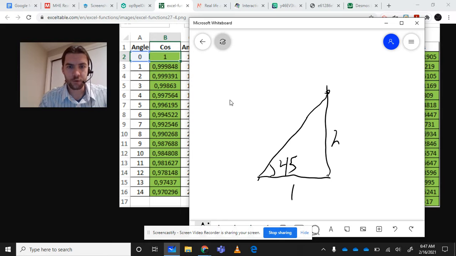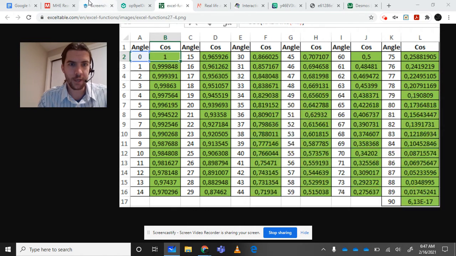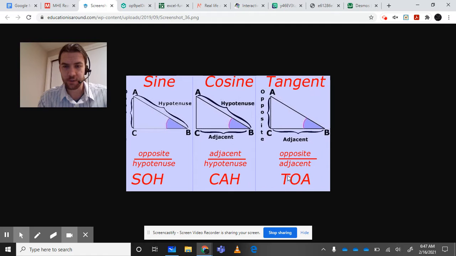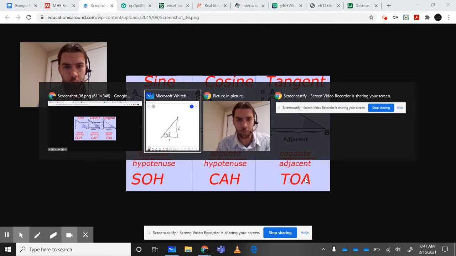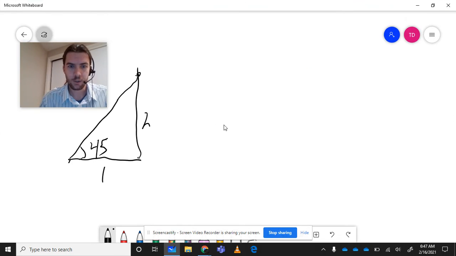So we would go to our table, and we'd say, okay, we want opposite over adjacent. So we would not go to a cosine table. We would go to a tangent table. We'd go to a booklet that had been filled out with different tangent values for different angles. And we'd say, okay, what is the tangent of 45 degrees?